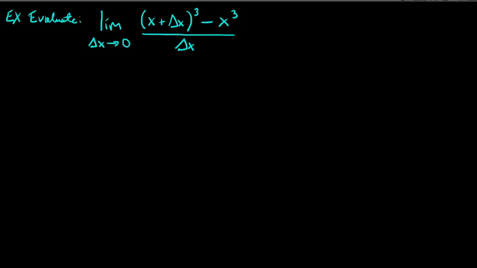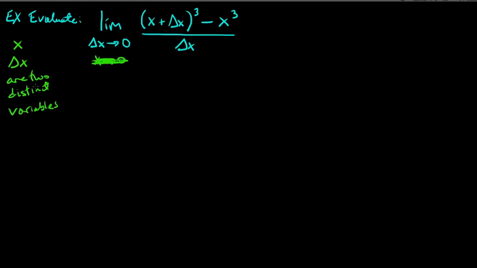Okay, so this is a little different than the ones we've been doing. This is more of an algebra problem because, right, this is not x approaching 0. Don't get confused by that, right? x and delta x are two different things, right? x and delta x are two distinct variables.